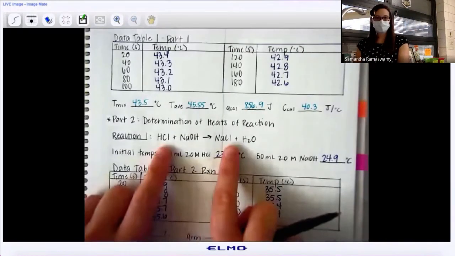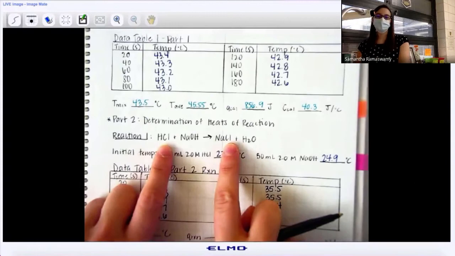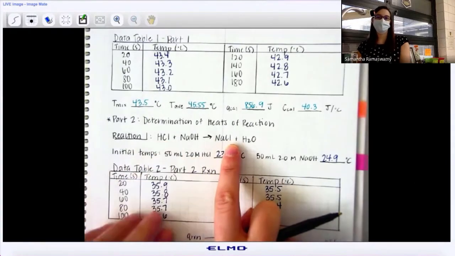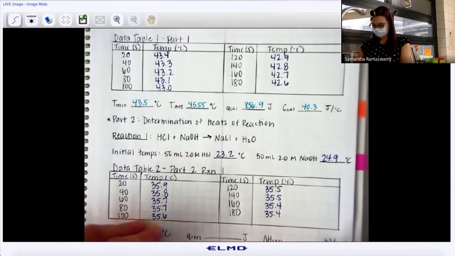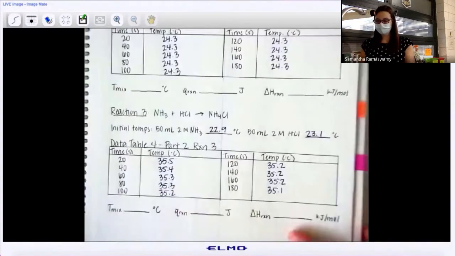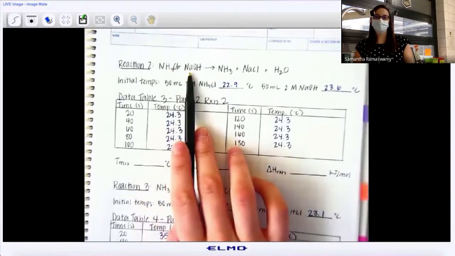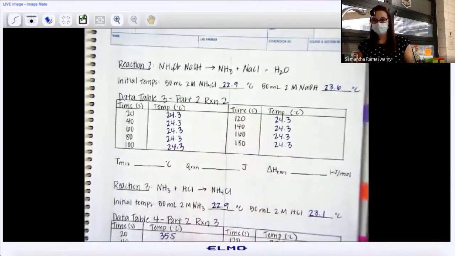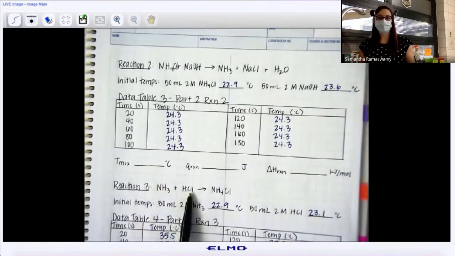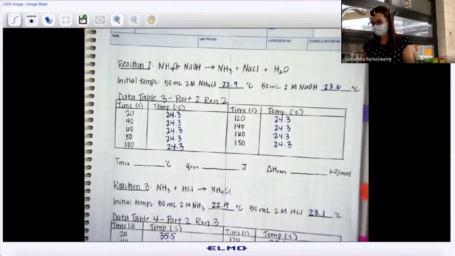So for net ionic equations, this is why writing each of these reactions was important. Reaction 1 was HCl plus NaOH yields NaCl plus H2O. Reaction 2, we had NH4Cl, NaOH, NH3, NaCl, and H2O. And then ammonia and HCl makes ammonium chloride.